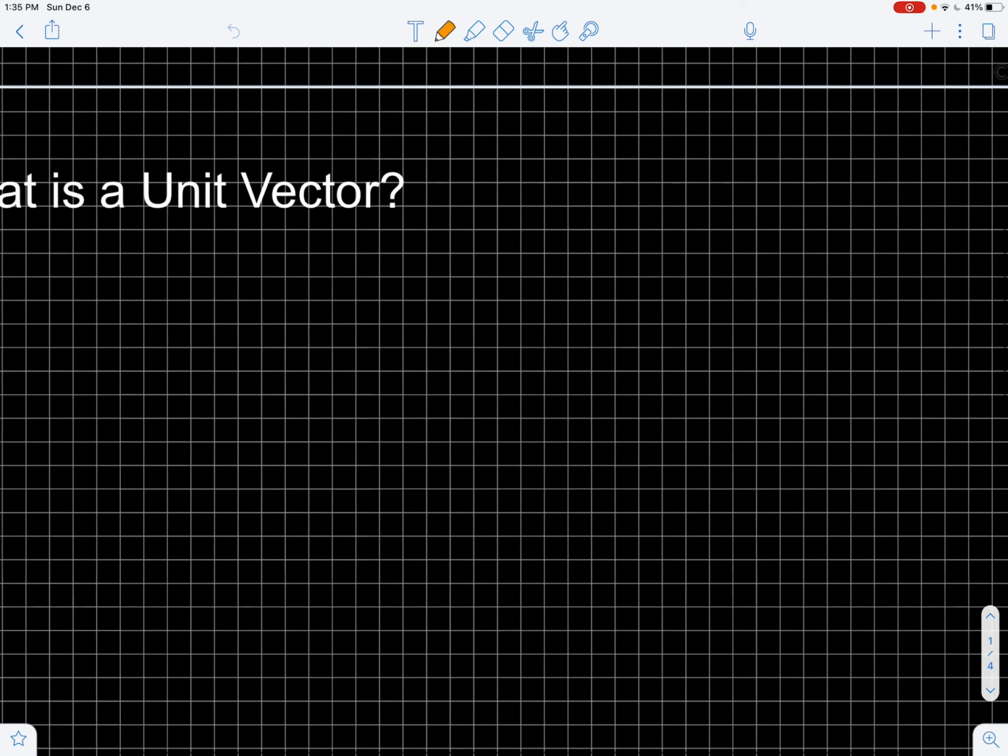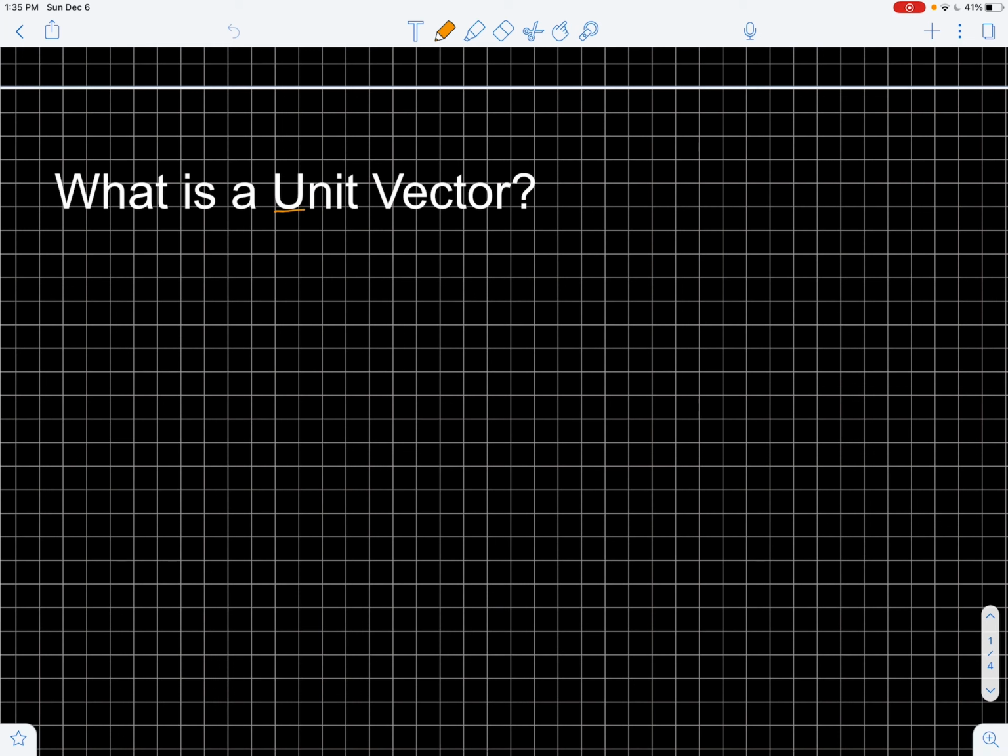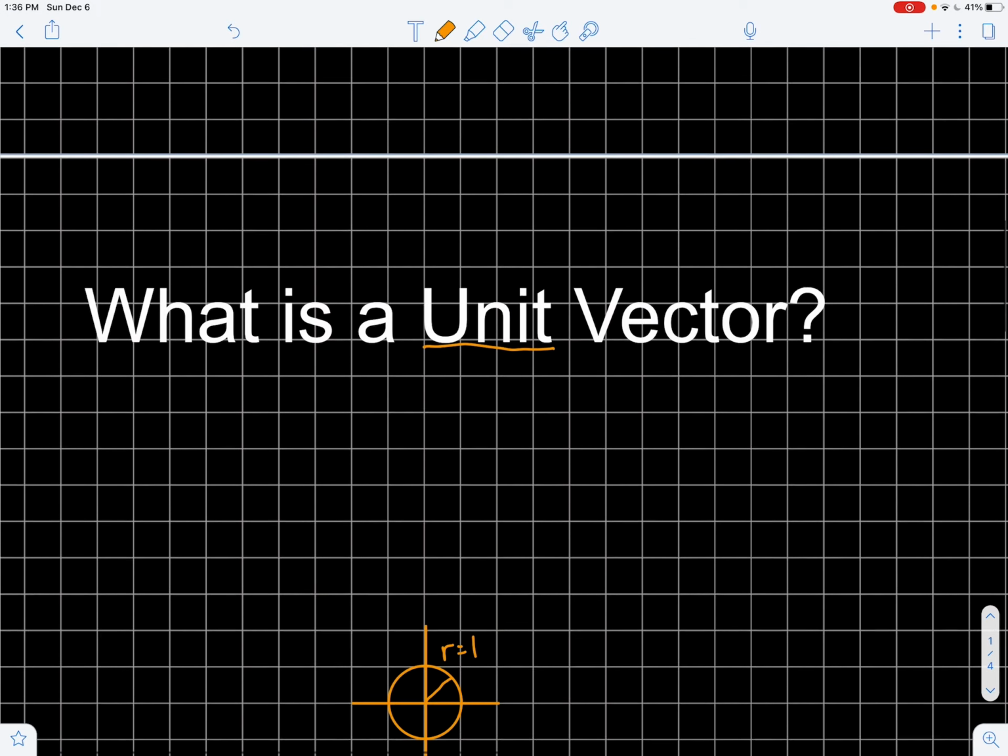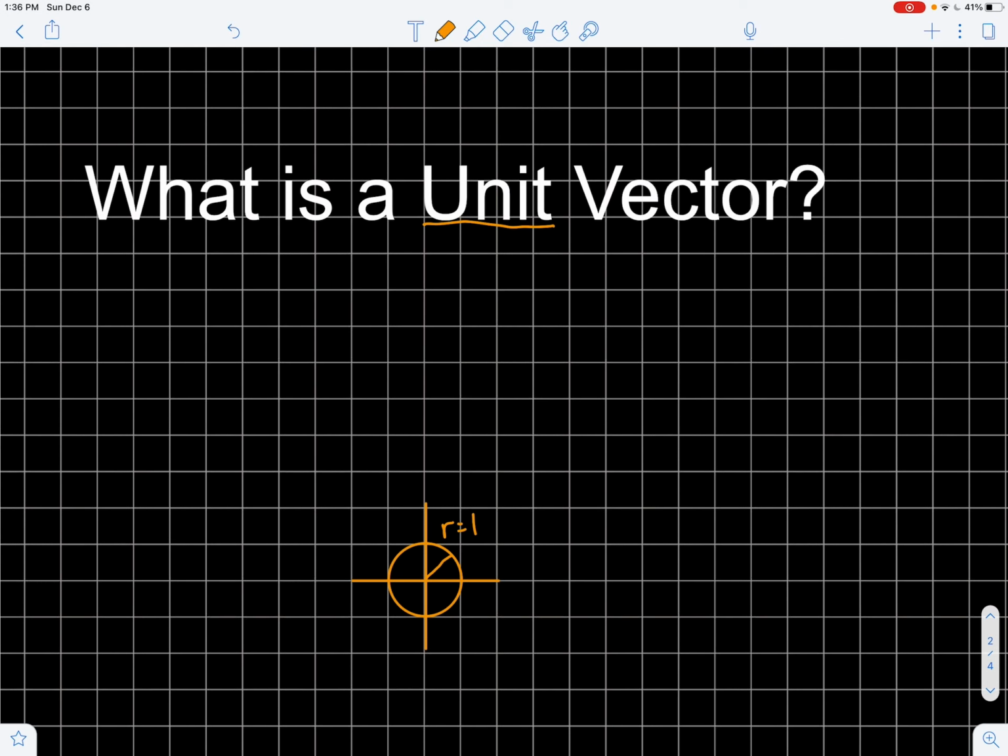All right. What is a unit vector? Unit. Do you know a unit? Anything else? I think you guys do. We've got to get real small here. We've got our unit circle. And our unit circle has a radius equal to 1. What is a unit vector?